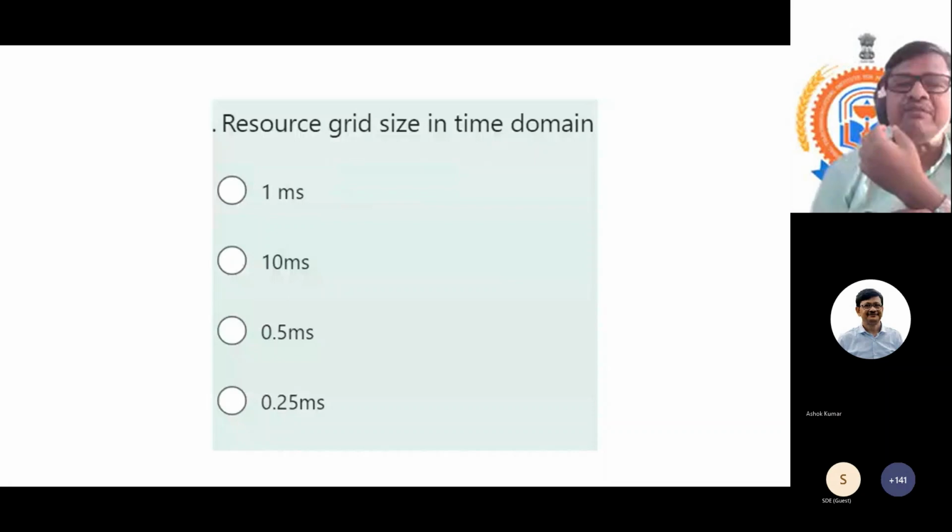Okay, so now a question for all of you. Resource grid size in time domain is 1 millisecond, 10 millisecond, 0.5 millisecond, or 0.25 millisecond. What is the resource grid size?